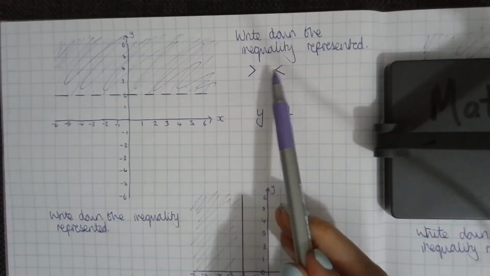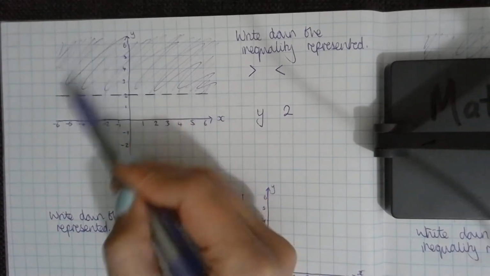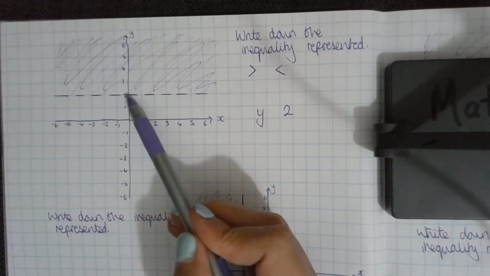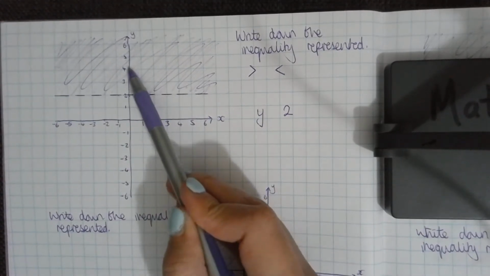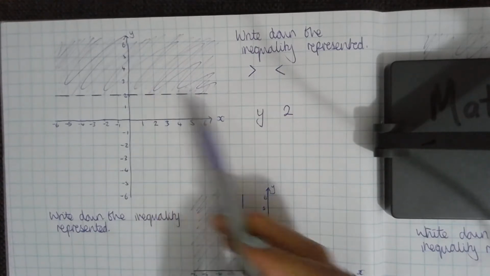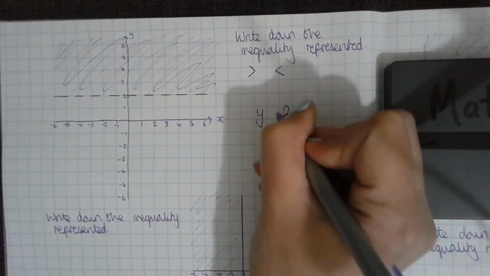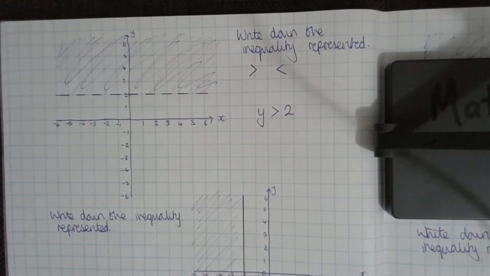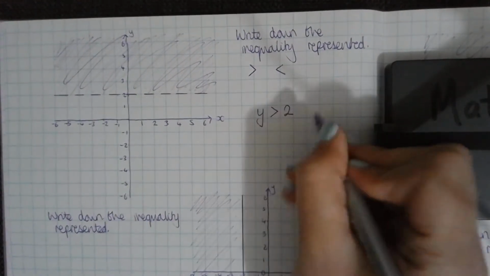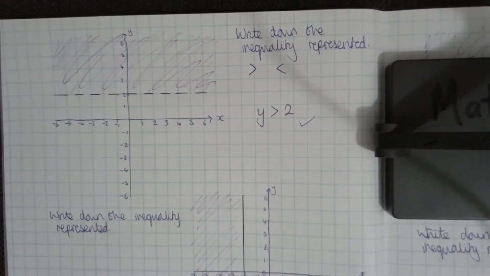And just to tell which symbol we use, we have shaded above the line. We have shaded y as 3, y as 4, y as 5 and y as 6, which are all greater than 2. So y must be greater than 2. And that's your answer for the first one.